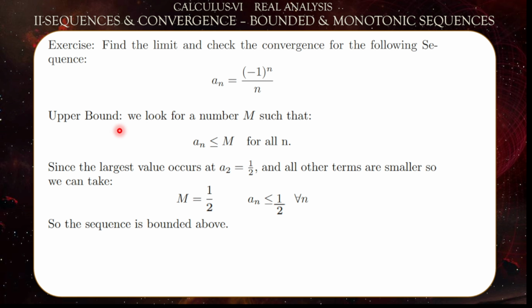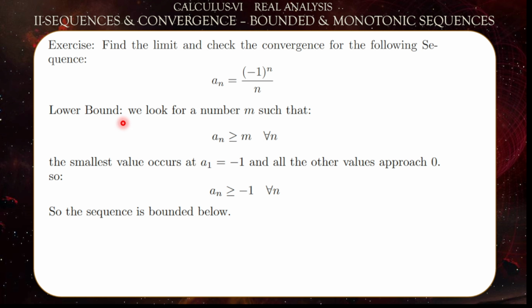Now let's prove the upper bound. We look for a number M, capital M, such that a_n is less than or equal to M for all values of n. The largest value occurs at a_2 equal 1/2, because that's the first time n becomes even and renders the numerator positive, and all other terms are smaller. So we can take capital M equal to 1 divided by 2. So a_n is less than or equal to 1/2 for all values of n. Hence, the sequence is bounded from above by the value M equal 1 divided by 2.